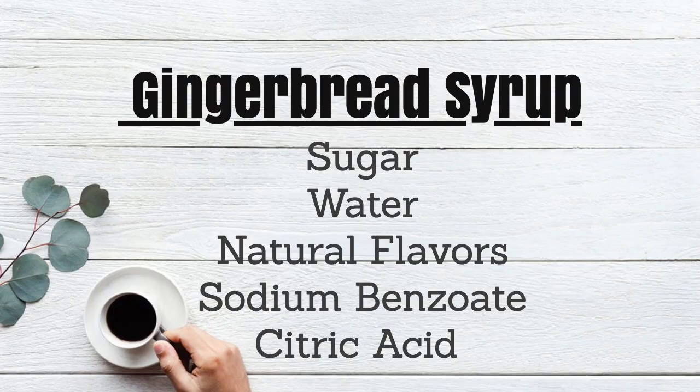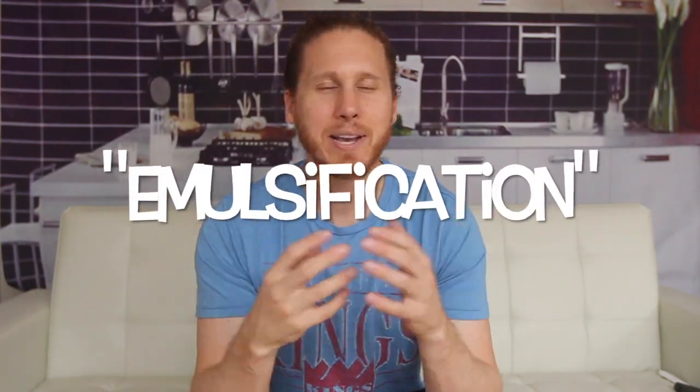Sugar, water, natural flavor, sodium benzoate, and citric acid. My mouth is watering already. So the ingredients in here that you might not recognize are sodium benzoate and citric acid. Sodium benzoate is used for emulsification. Basically, the sugar and the water don't necessarily want to be joined together. They probably want to separate, and by adding the sodium benzoate, you create this product that has the perfect texture and consistency that you want, and nothing separates over time.